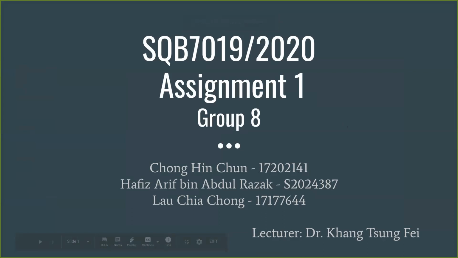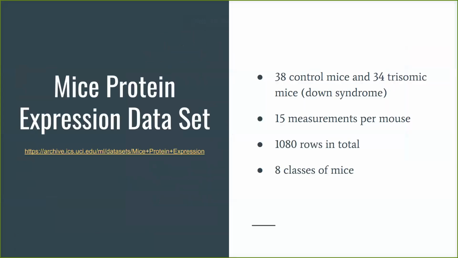Good evening, everyone. Today I'll be presenting on the mice protein data set. Next slide, please. So this has 38 control mice and 34 trisomic mice. Each has 15 measurements. There are a total of 1,080 rows with 8 classes of mice.